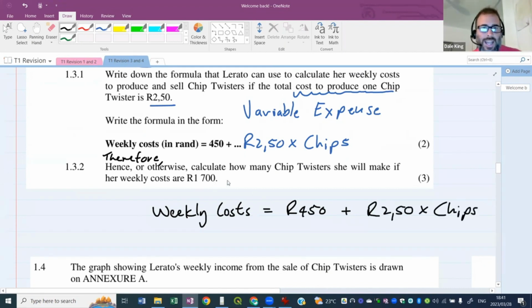Let's look at the question. Calculate how many chip twisters she will make. Now, they'd want us to work out this part of the formula. Usually we're working out this part of the formula here, but they want to work out the chip part of the formula. Well, if they want us to work out chips, they've got to give us all the other numbers, don't they? So what they did was they gave you the weekly costs. They said, if your weekly costs are 1,700 Rand, how many chips will she have to make?